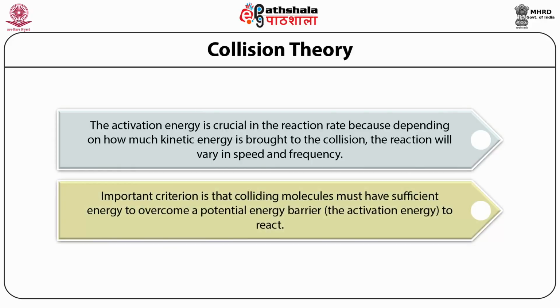An important criticism that this theory has is that the colliding molecule must have sufficient energy to overcome a potential energy barrier to react. That means if a reactant or a molecule doesn't have sufficient energy to overcome this energy barrier, then the reaction fails. So how the reactant molecule is converted to the product, they are not explaining, because every time some reactant molecule is converted to the product.